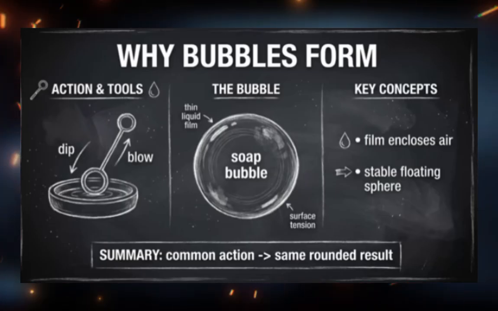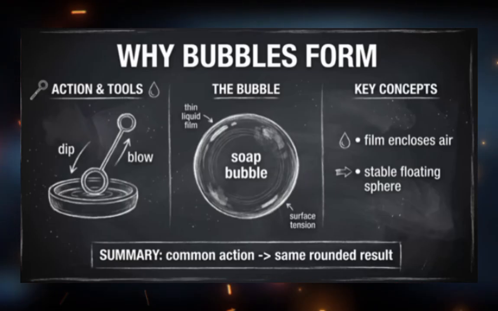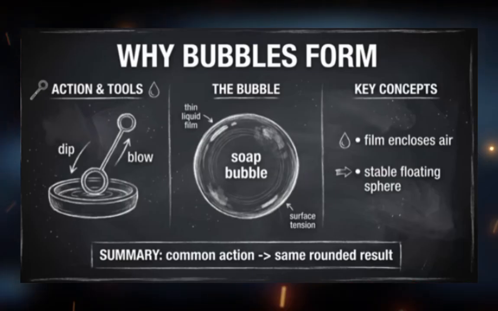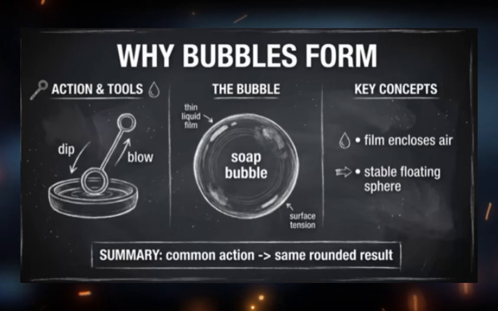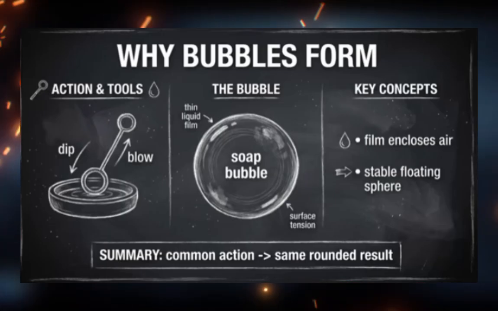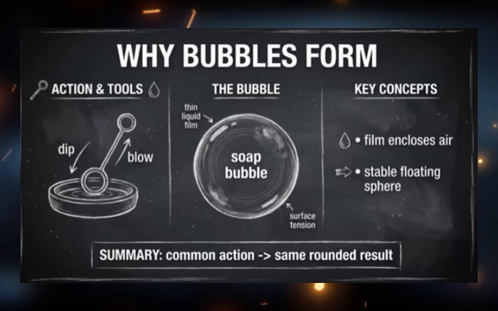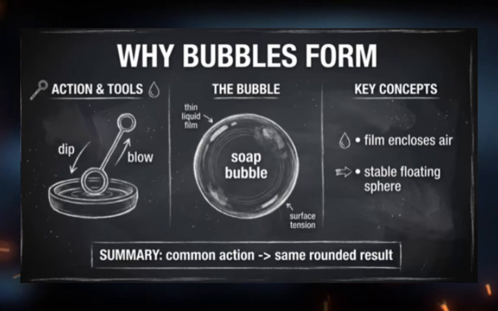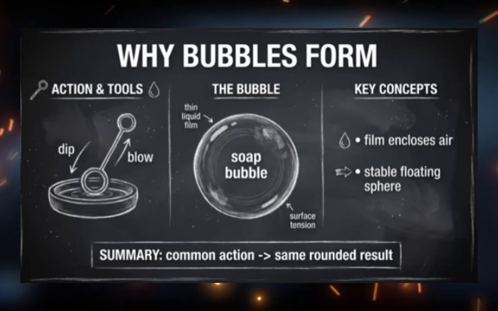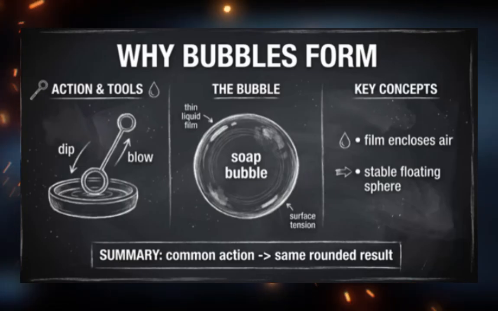Here's what's happening. The soap film is made of water sandwiched between two layers of soap molecules. Those soap molecules are amphiphilic, meaning one end loves water and the other end hates it. They arrange themselves with their water-loving heads pointing inward toward the water layer and their water-hating tails sticking outward into the air. This arrangement creates a stable film, but that film has energy.